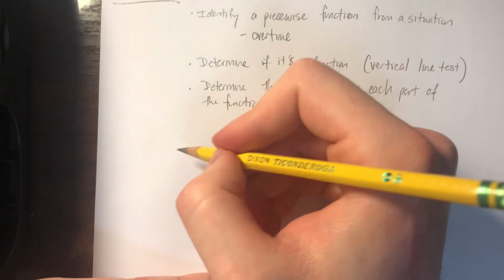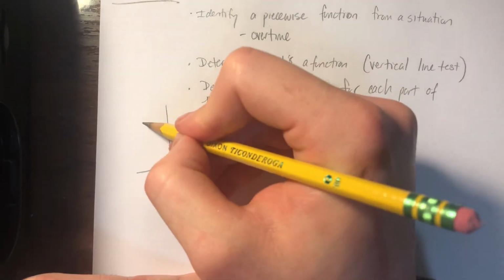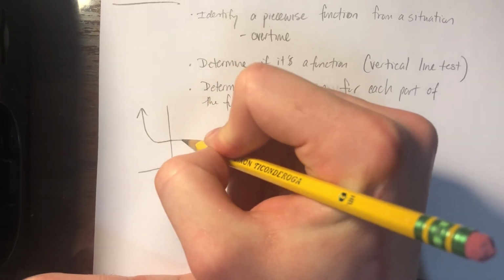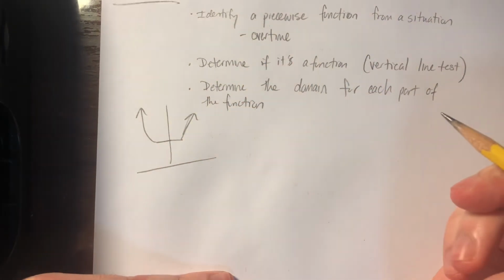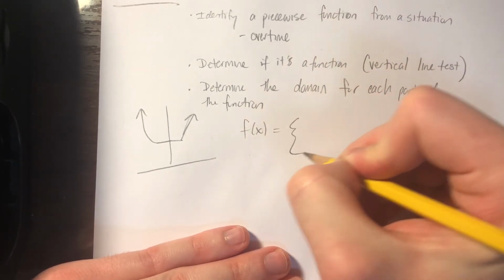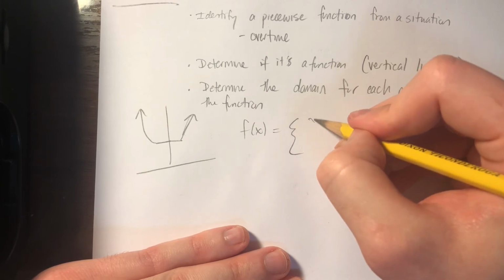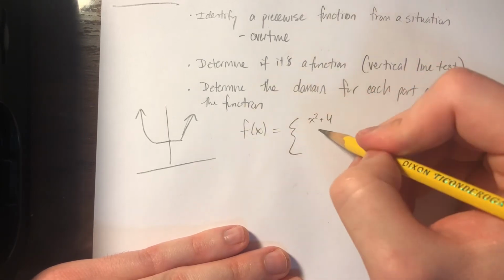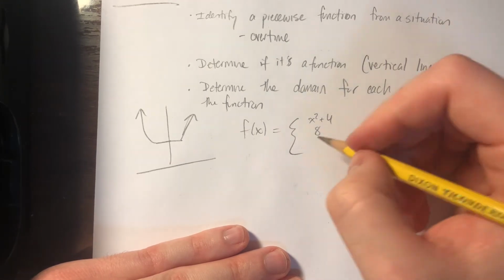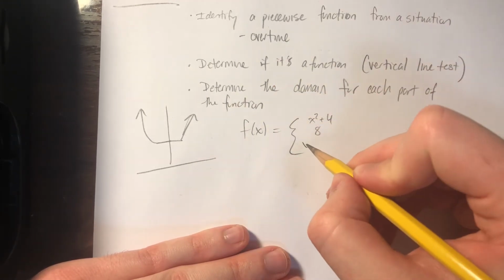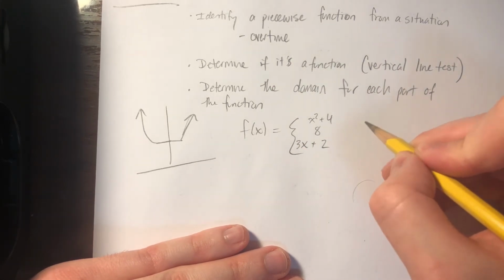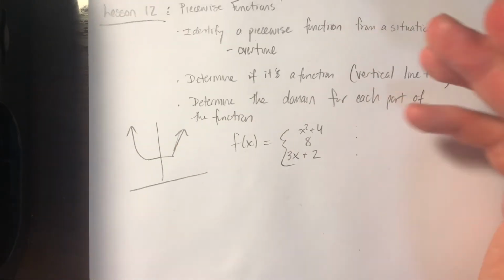Right, I might give you something like this, a graph, where let's say you've got a quadratic, and then you've got a flat line, and then you've got a line like that. It's going to be 3 parts, right? So let's say the first one is like x squared plus 4, y equals 8, and then this is like something like 3x plus 2, right? What's going to be the domain for each part of that?